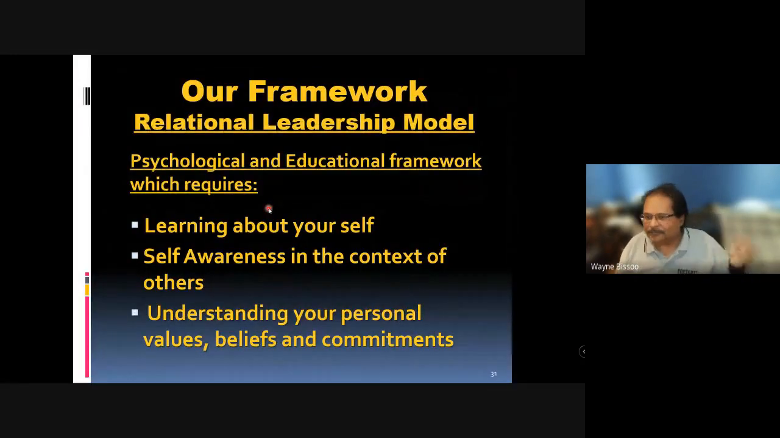All right, so the relational model that we're going to be looking at is one that sits upon the background of the psychological and educational framework, which is why B.F. Skinner is going to be important, which will require learning about self, learning about yourself, self-awareness in the context of others, understanding your personal values, beliefs, and commitments. So these are the requirements that we're talking about. So you have an assignment where you have to do your own self-awareness evaluation. There's a chapter on that you're going to be dealing with. There's a chapter on this as well as the third area.